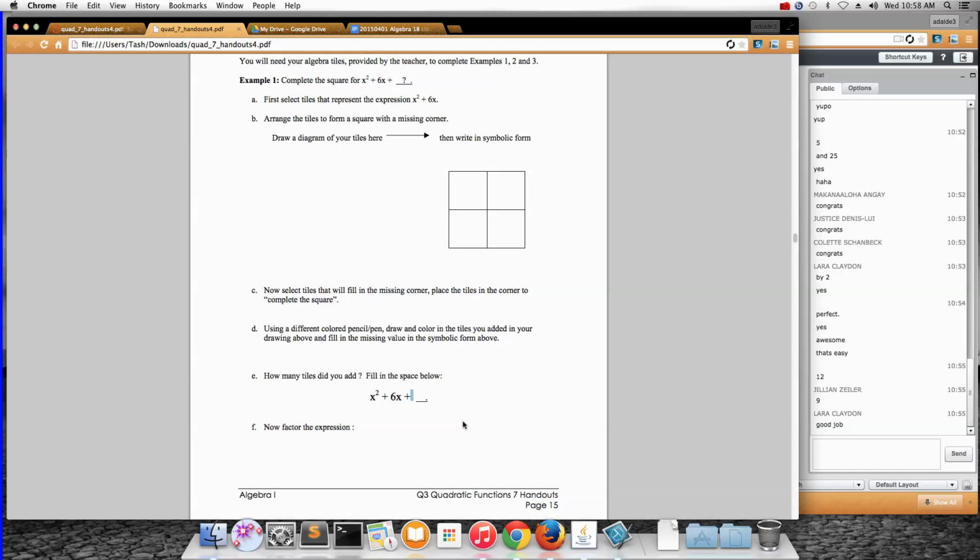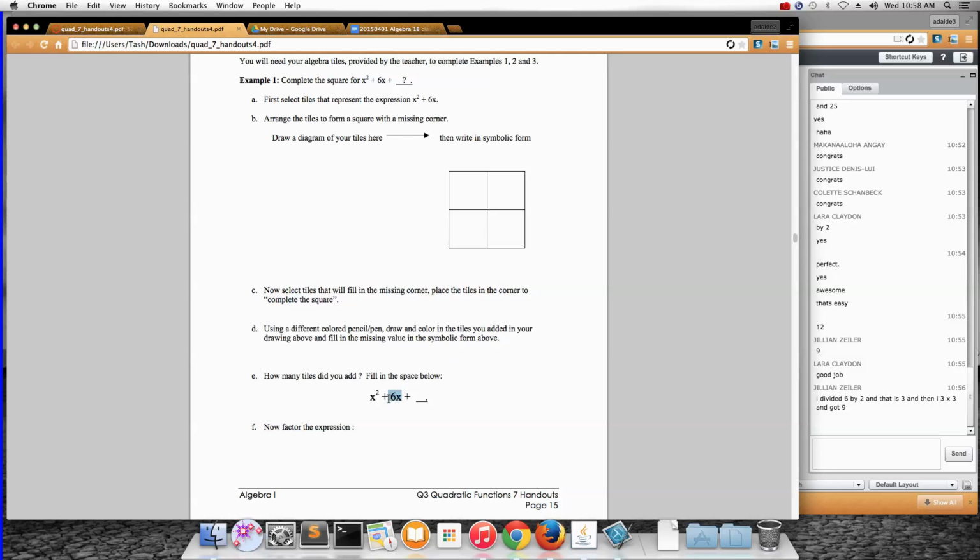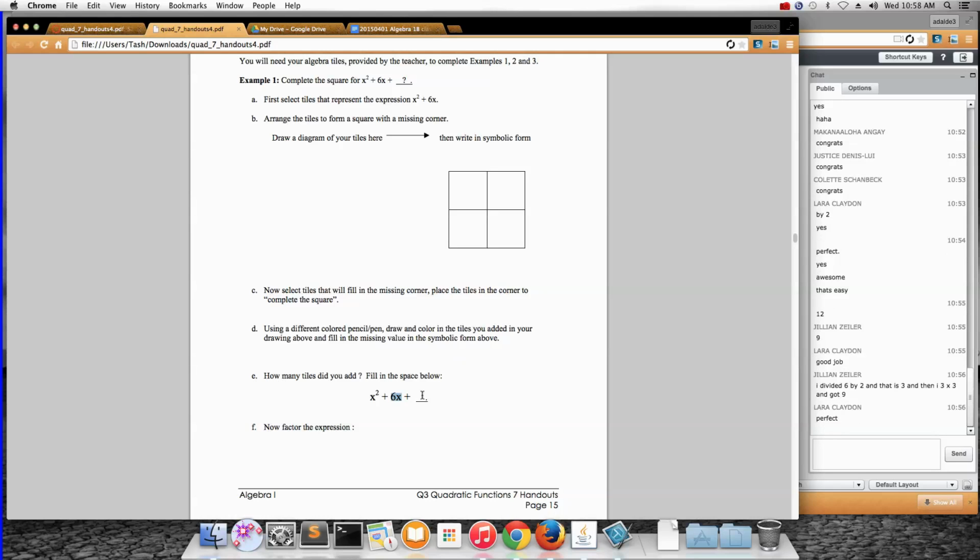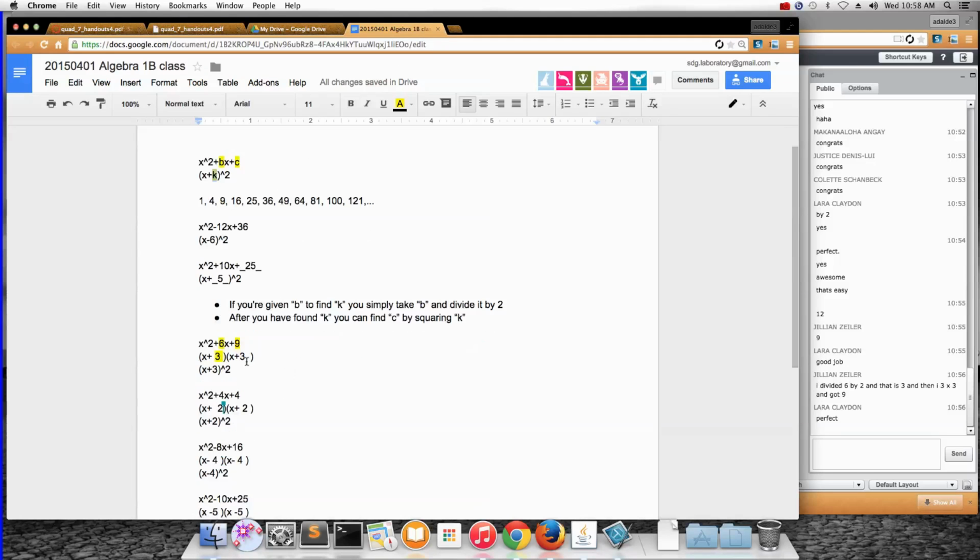I divided 6 by 2, and that's 3. And then I squared that, and I get 9. Very good job. You take this number in the middle, you divide it by 2, then you square whatever that number is, and that's what you put in here. Exactly. And if I were given that equation, x squared plus 6x plus 9, then I can easily factor that into (x plus 3) squared, right?